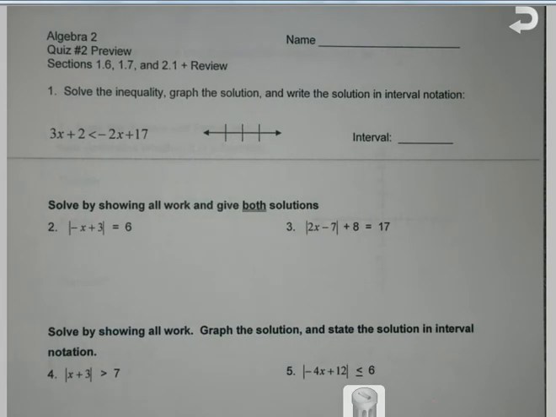This quiz preview will be online later, so if there are parts that we're looking at and you're like, yeah, now how's that work again? We'll make sure.